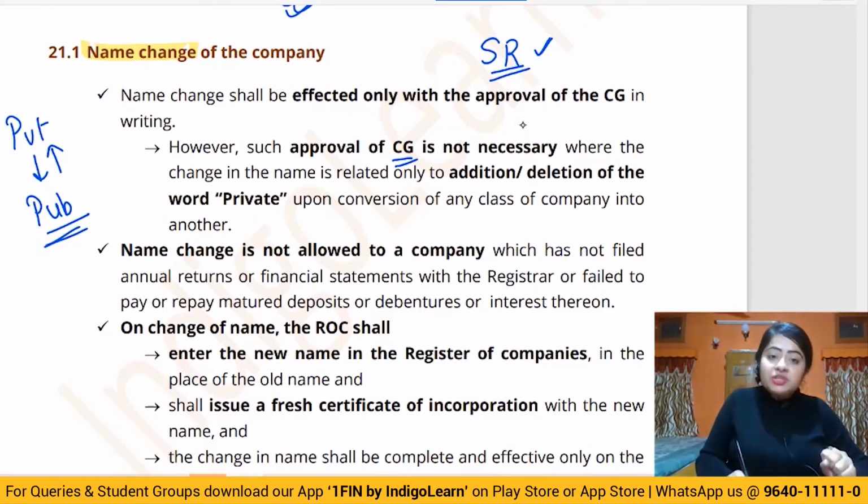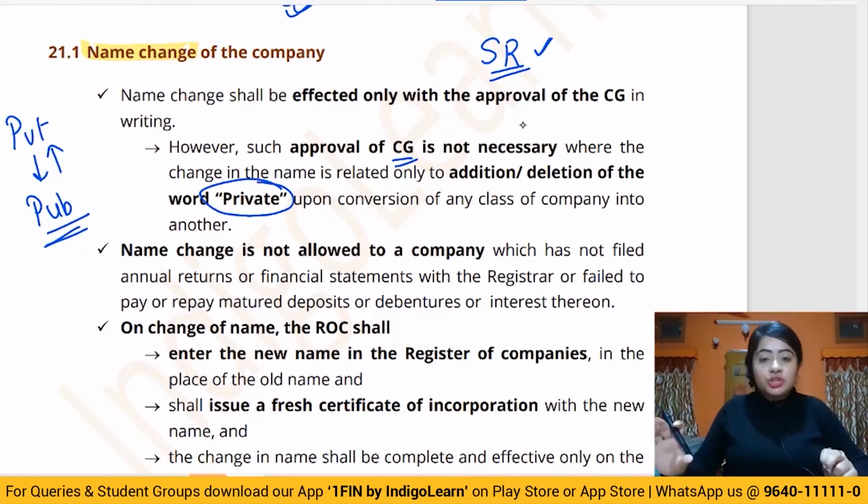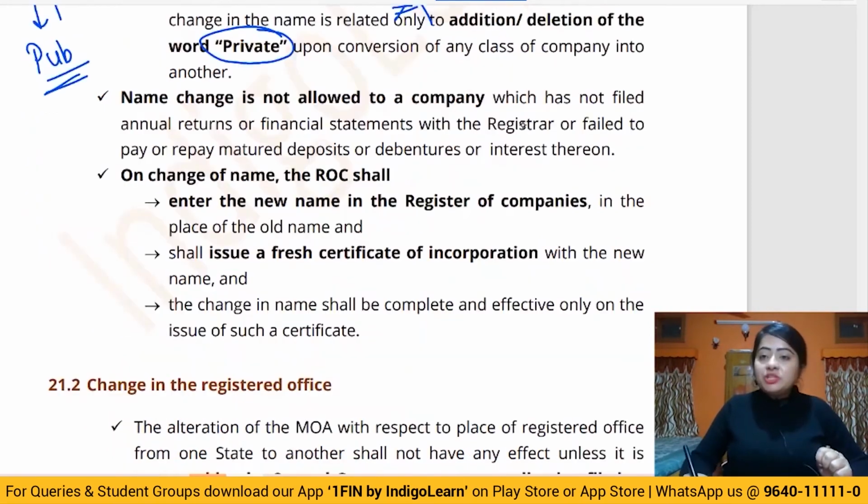So if merely it is a change of the word "private" behind the company's name, but the actual name is not changed, in that case, central government approval is not required. Now, once the company changes the name, then the details will have to be submitted to the registrar of companies. The registrar of companies is then going to issue a fresh certificate of incorporation.